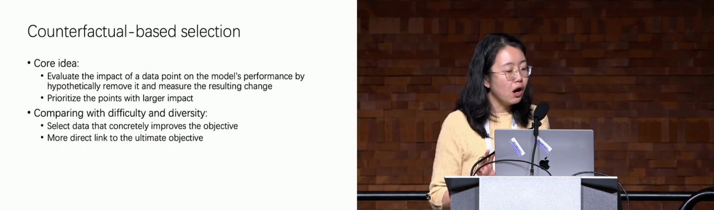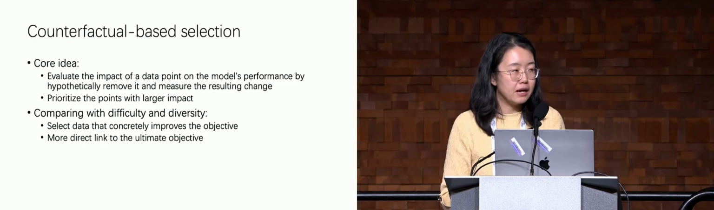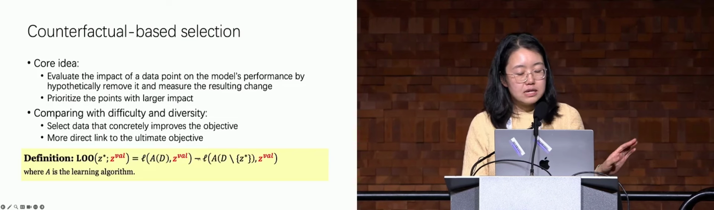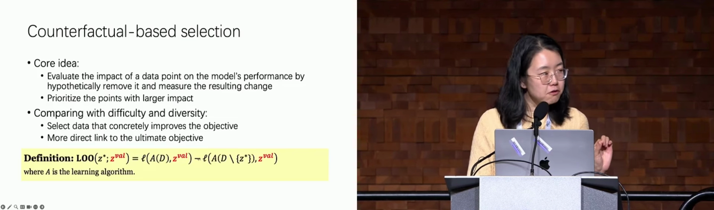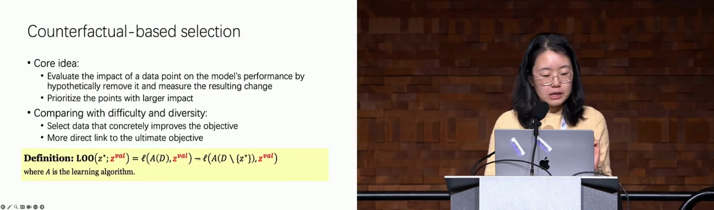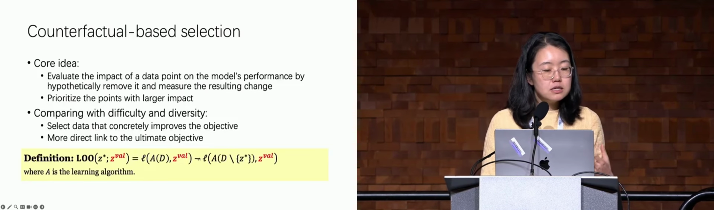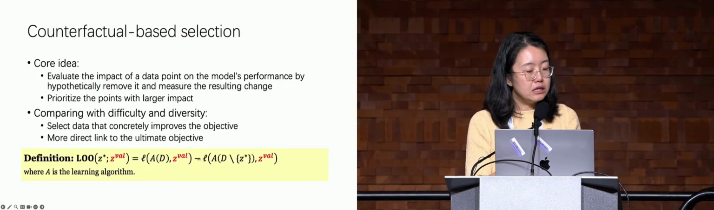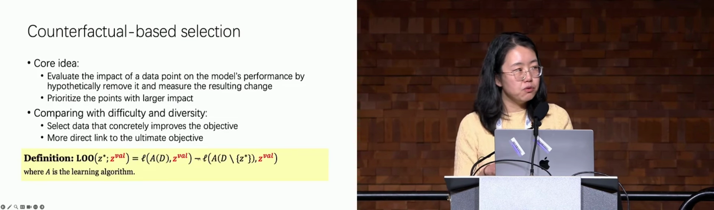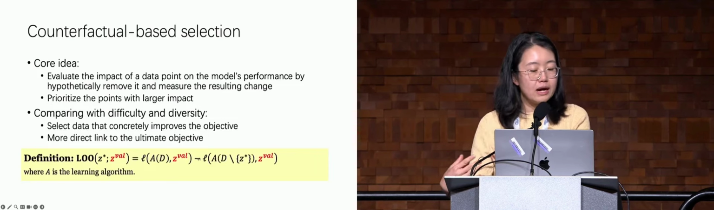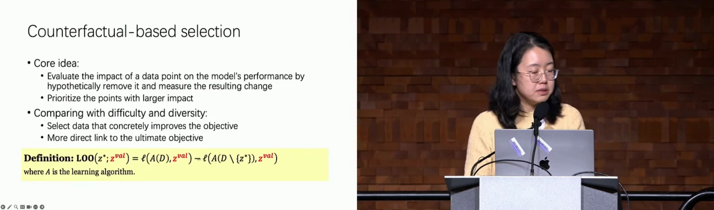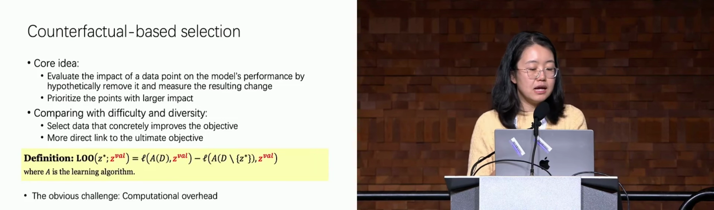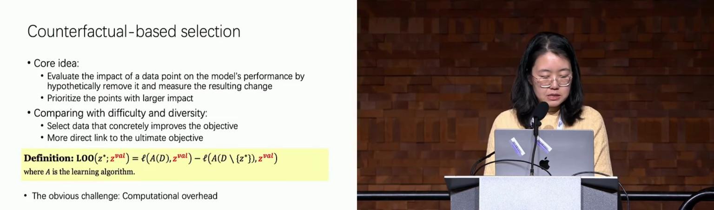And we want to prioritize those data points with larger impact. The intuition is that if removing a data point significantly worsens the model's performance, then we want to keep it. It's a valuable data point. So if you compare this data selection strategy with difficulty and diversity, selecting data that concretely improve the performance has a more direct link to our ultimate objective of maximizing the performance. So it has a better and tighter connection to maximizing the performance.